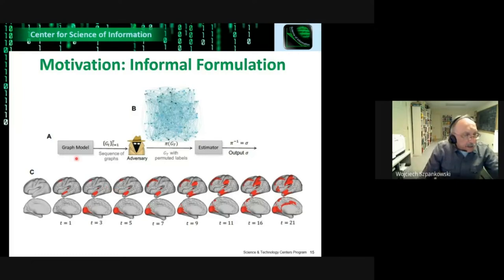So let's assume that we have fMRI data of a healthy brain. And then somehow I try to connect. I identify, let's say, 50 different functional parts. I connect them based on whether they work together, whether they are correlated, and build a graph. I'll show you how we do it.